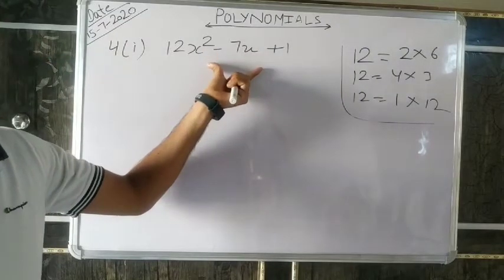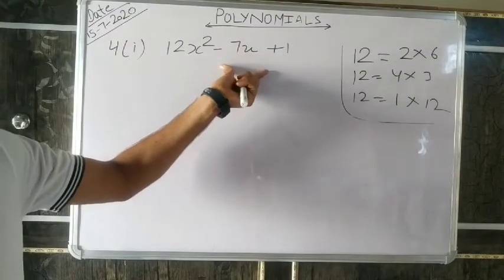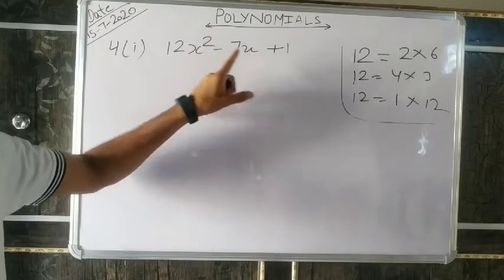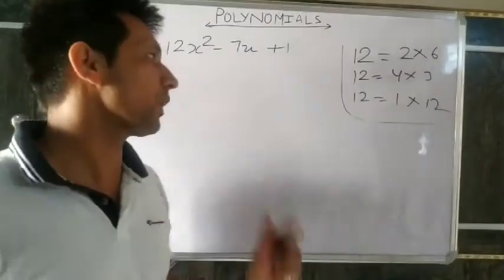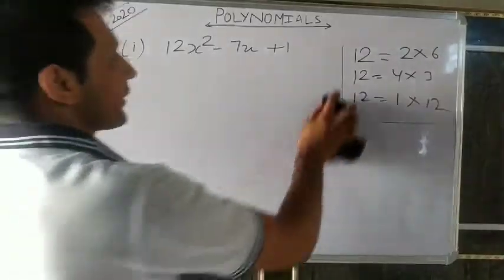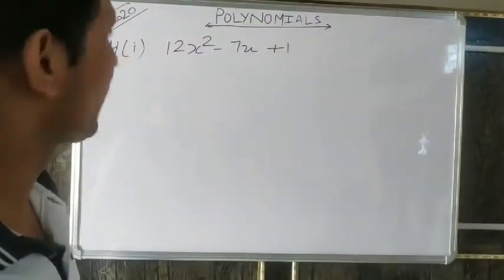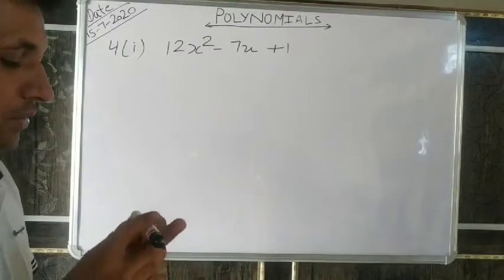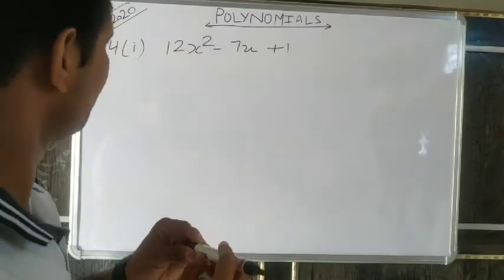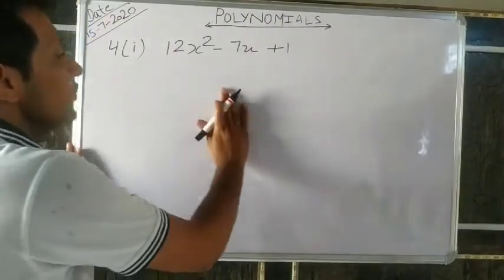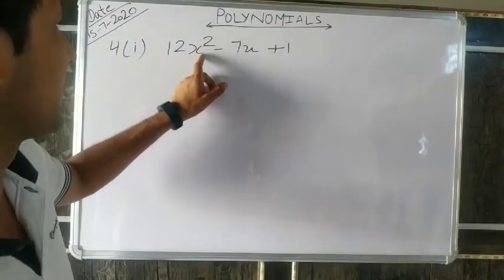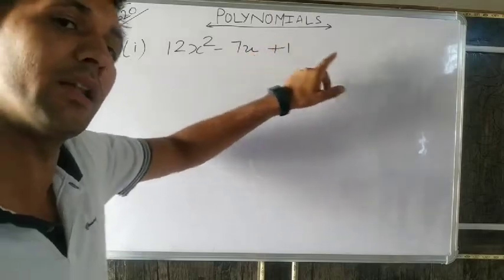Which polynomial is this? It is a quadratic polynomial. Why? Because the degree is 2. So now we will learn how to factorize it. How will you factorize a quadratic polynomial? Always write the polynomial in decreasing order of power: first the square, then power 1, and then power 0.